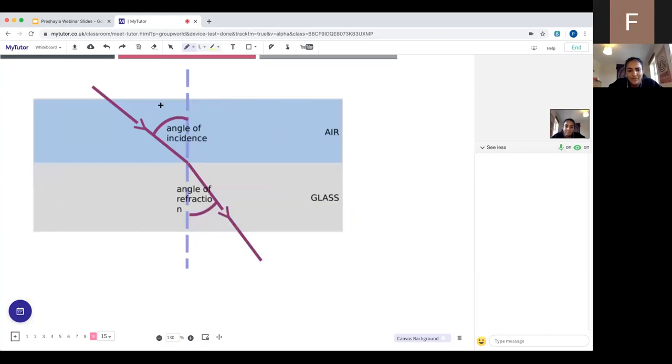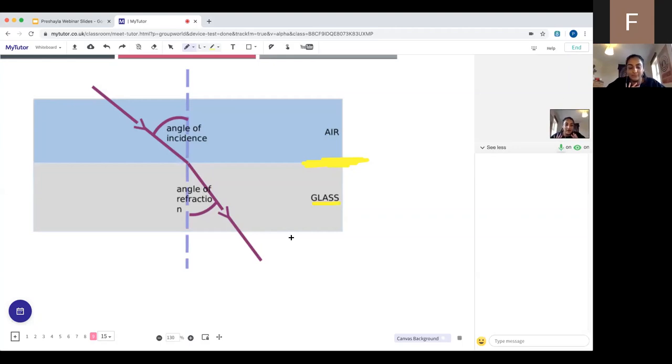The angle of incidence is this one here, and the angle of refraction is this one here. So remember, this always happens on the boundary between two mediums. So this is the boundary here between two transparent mediums. In this case, we have air and glass. This could be replaced with water. Notice that the light bends towards the normal.